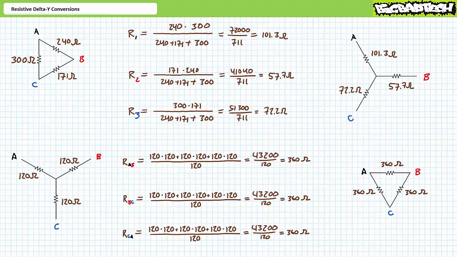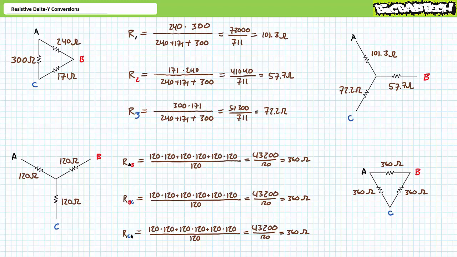In summary, resistance elements for an equivalent balanced Y configuration are 1/3 the magnitude of resistance elements in a balanced delta configuration. Conversely, resistance elements for a balanced delta configuration are 3 times the magnitude of resistance elements in a balanced Y configuration. These make great shortcuts when presented with balanced networks. Alright, that's about it for delta Y conversions featuring resistive elements.